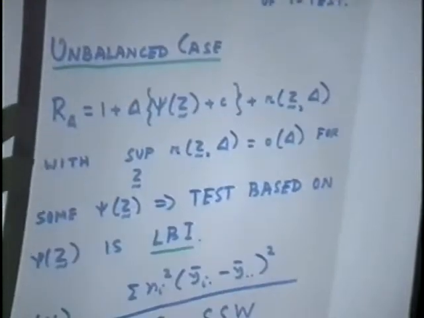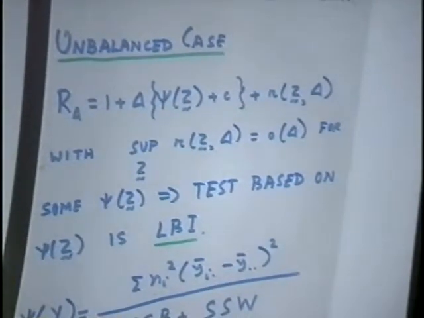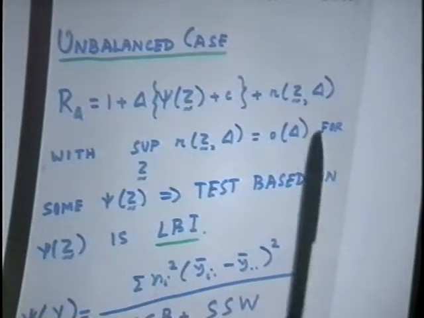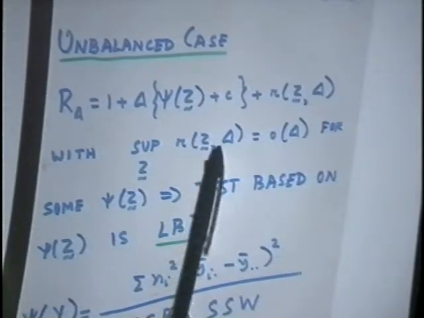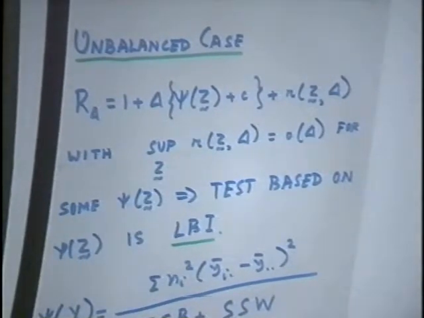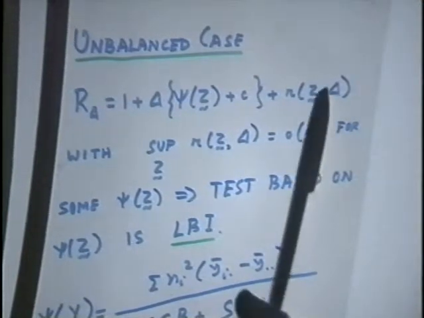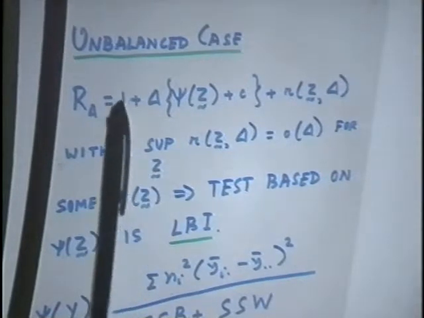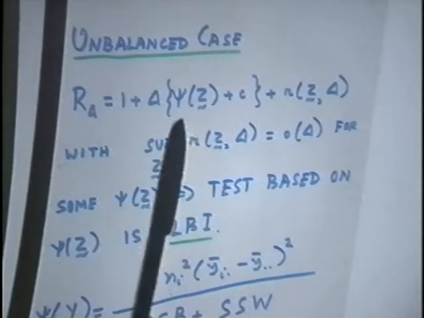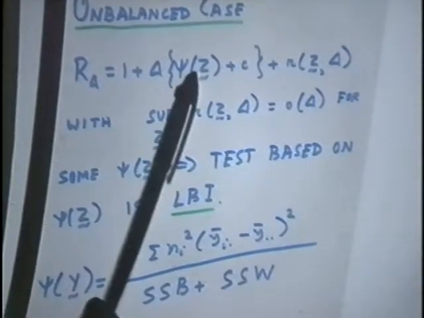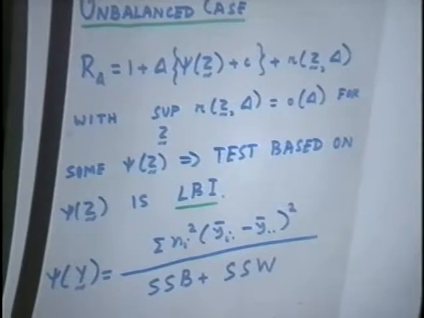So what we can do, we can expand R(delta) locally around delta equal to 0, and this is the expansion we get. The last term here is small o(delta) uniformly in all z, and that's very important if you want to derive the LBI test. So it's important that the last term remains small o(delta) uniformly in z, and this is the expansion we get for some psi(z). That implies that the test based on psi(z) is locally best invariant.